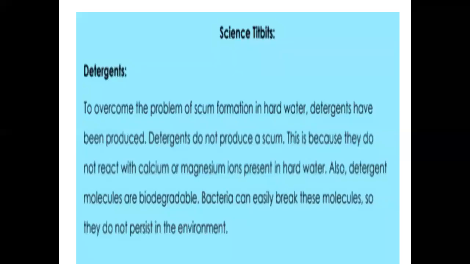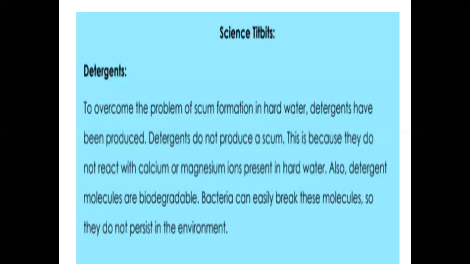Science tidbit: detergents. How can we overcome the scum formation in hard water? To overcome the problem of scum formation in hard water, detergents have been produced. Detergents do not produce scum. This is because they do not react with calcium or magnesium ions. The soap reacts with calcium and magnesium ions and forms white precipitate, which causes the cloudiness of hard water. But the detergents do not produce scum because they do not react with the calcium or magnesium ions present in hard water.